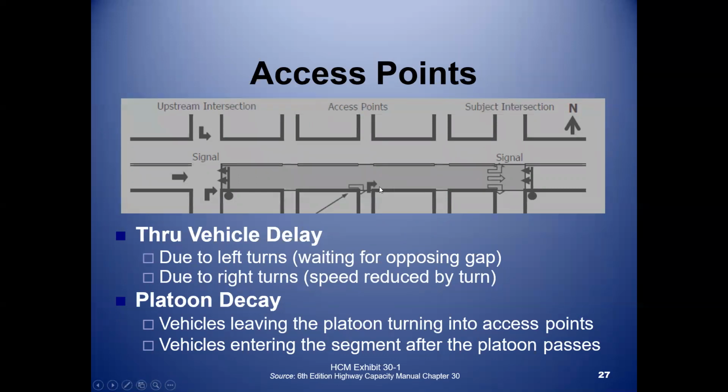And the car in front of him keeps going. So now there's a gap between you and the car that's now in front of you after he turns, and you've slowed down. So the overall platoon between the signals, speed is reduced for all the access point activity and broken into pieces, decayed because of the access point activity. What does that really mean?